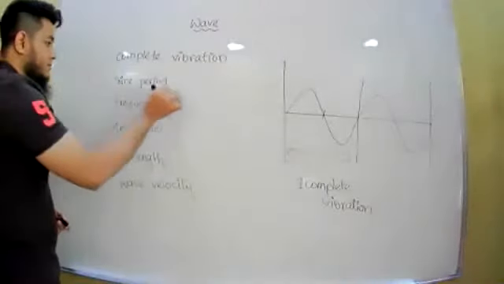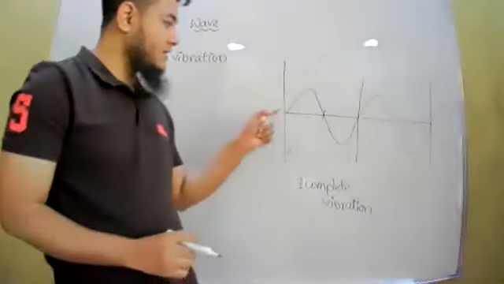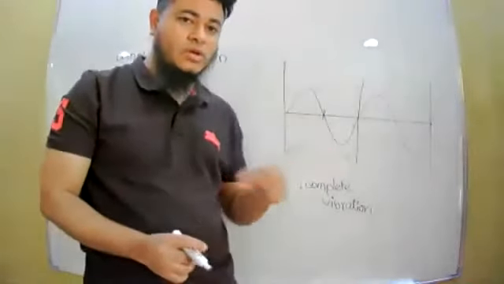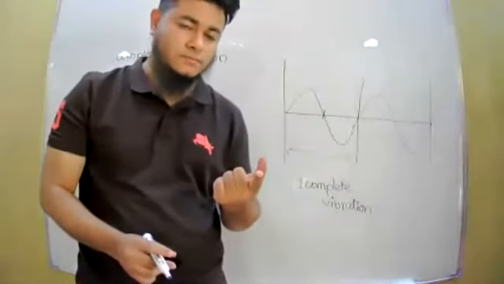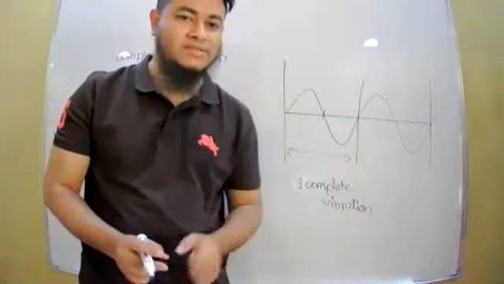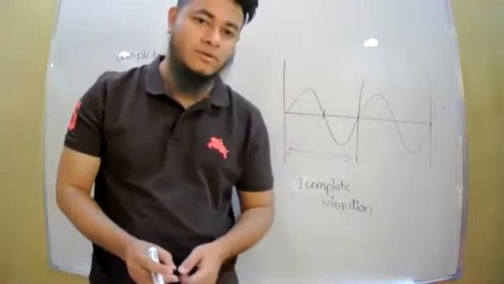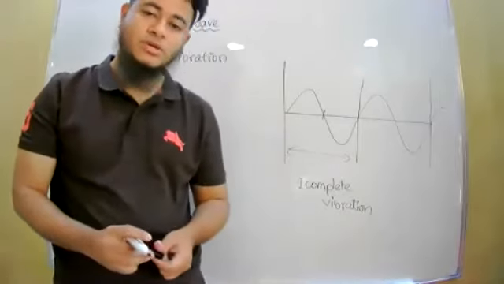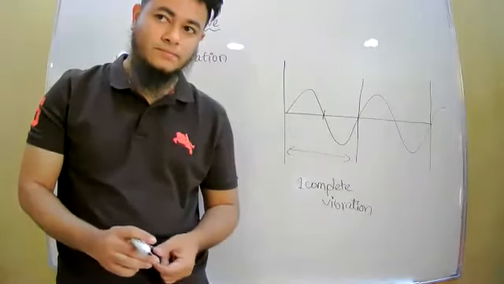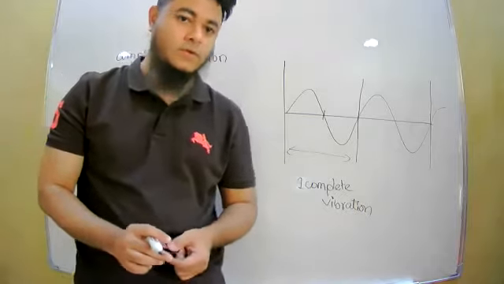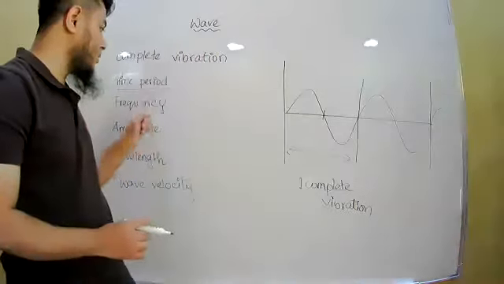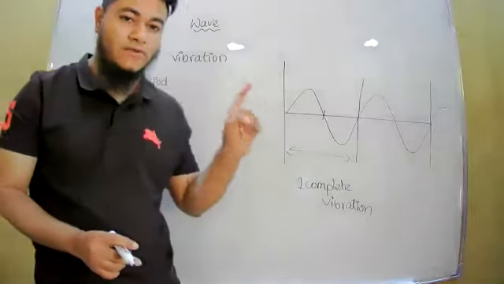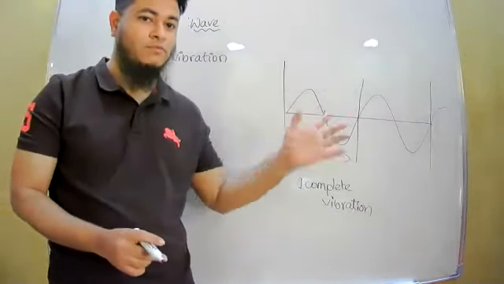Then time period. You can see that it is completing one vibration. So to complete this one vibration, how much time is it taking? That is called the time period. The time required for one complete vibration. Do you understand it? Yes, sir. So the time required to complete one vibration is called the time period of the wave.